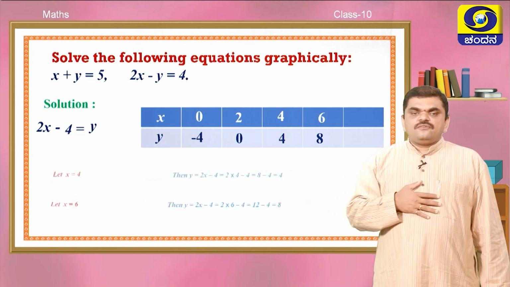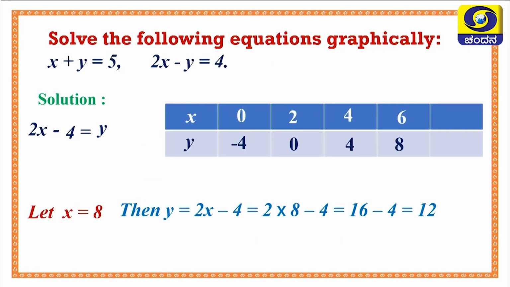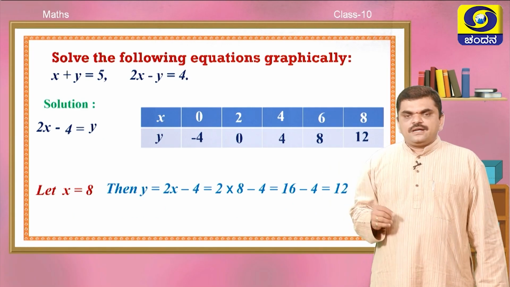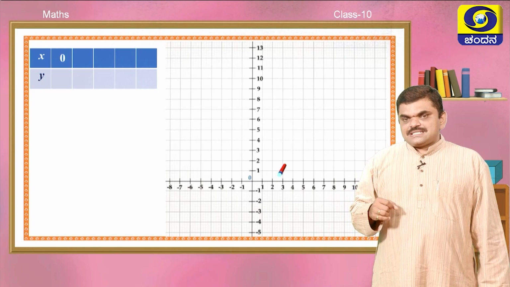Then take the value of x as 8 here, children. So, let x is equal to 8, then y is equal to 2x minus 4. 2 into 8 minus 4, that is 16 minus 4, that is 12. So, 8 and 12. Write it in the first table. Write on the scale here.